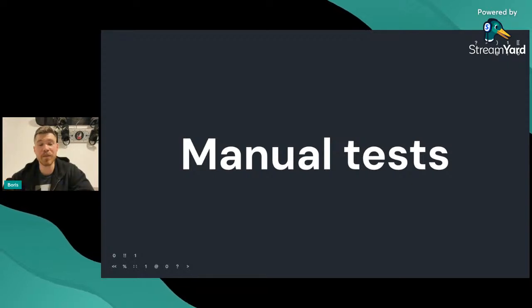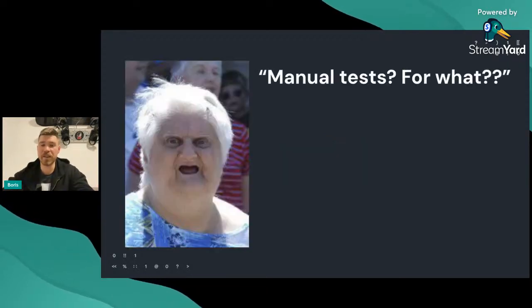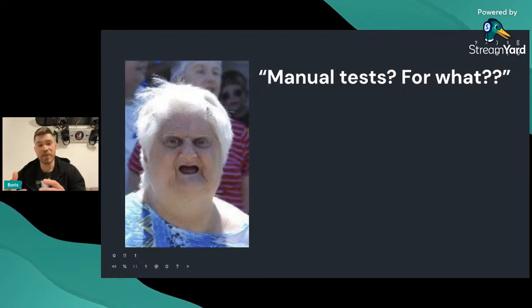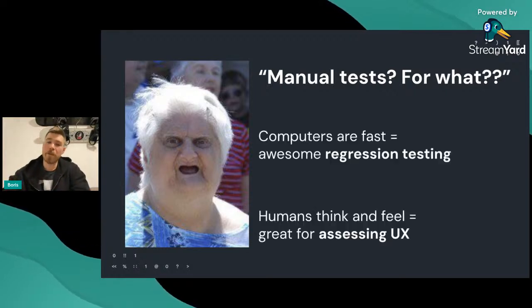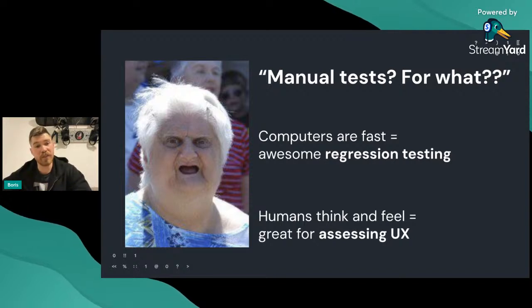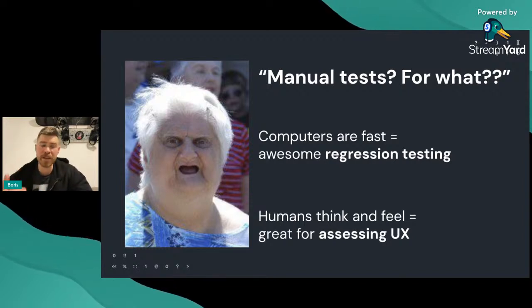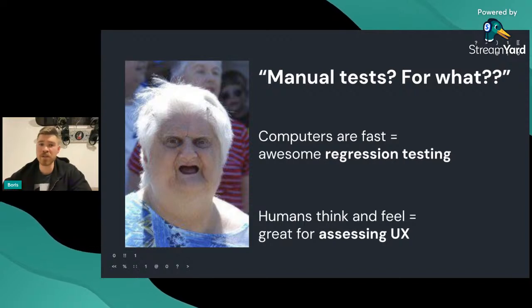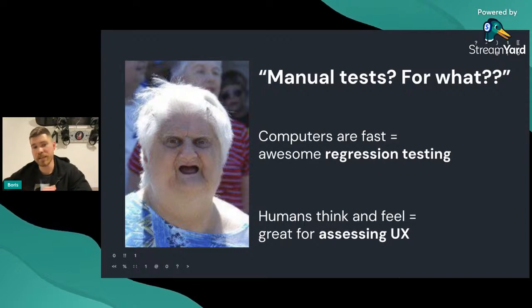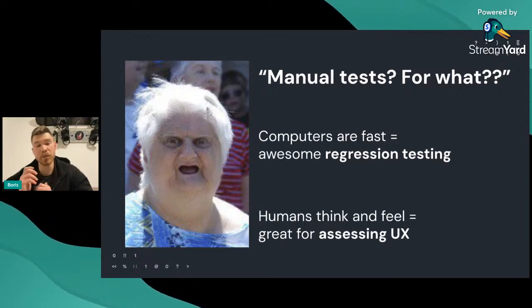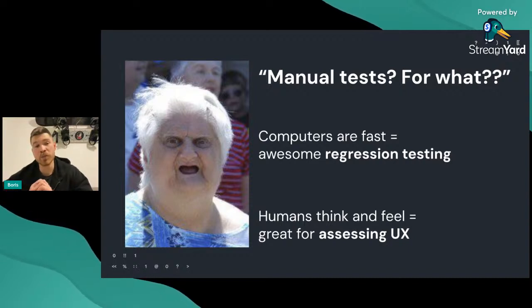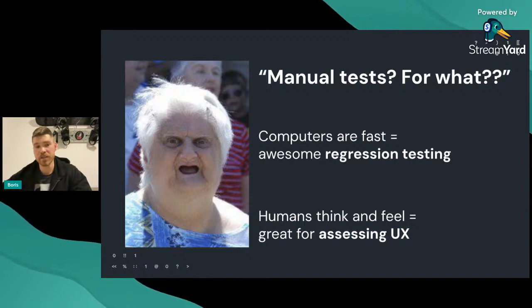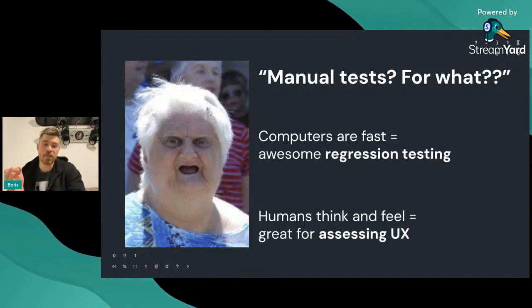Okay, last section, manual tests. We have our executable specification. Why the hell would we want manual testing? Well, the thing is that computers are fast. They're very good at performing repetitive tasks quickly. This is awesome for regression testing. However, what computers don't yet have is the ability to think and feel. And humans do that. So humans are very good at assessing user experience, telling you whether your app sucks or not. Computers tell you whether it works or not.